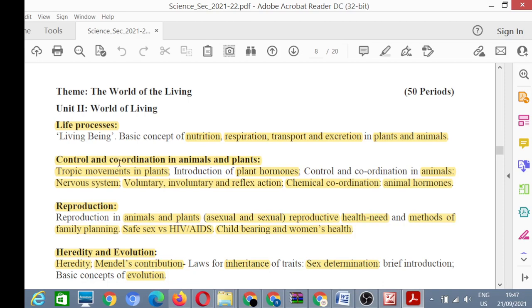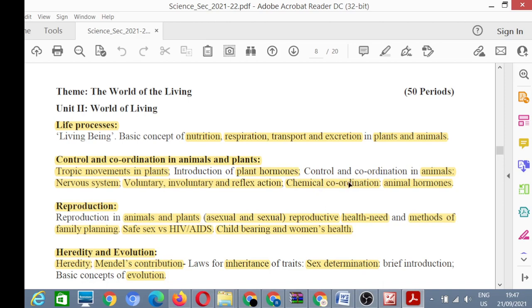Now the next chapter is control and coordination, in animals and plants. Control and coordination is more important in animals in comparison to plants. First is tropic movements in plants. Then the introduction of plant hormones. What are the different types of hormones found in plants?